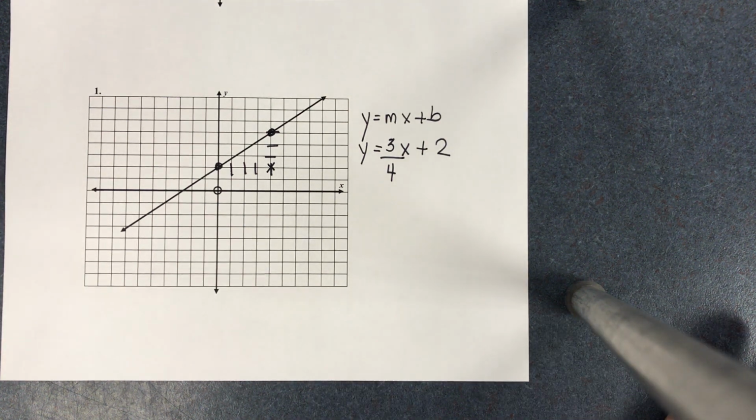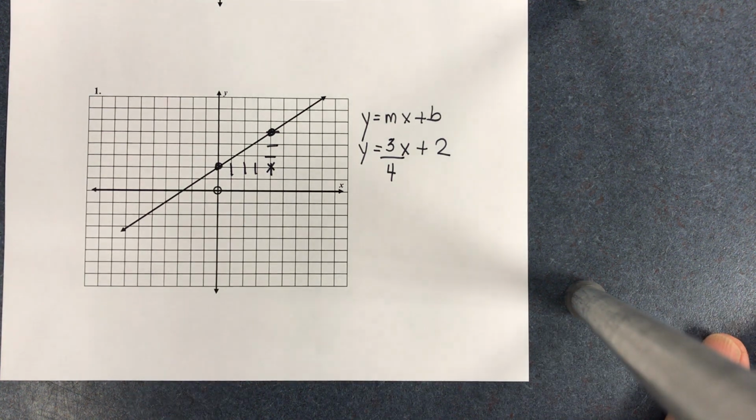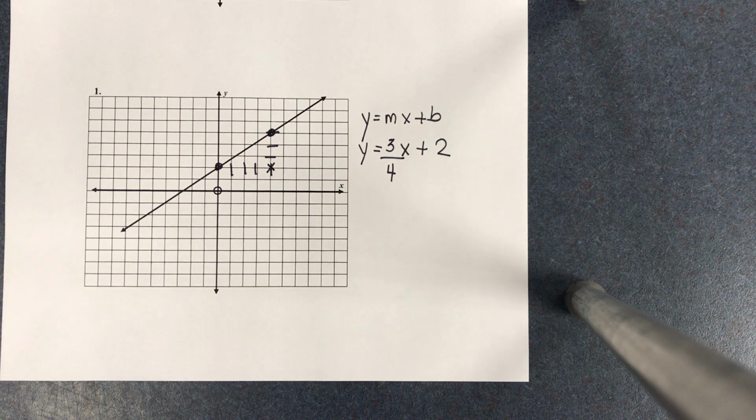So when you look at your homework today, you're going to see a series of graphs. You are going to write the equation of the line for each graph on the line above. All right? And that's what you'll submit, and we'll have no quiz this week.